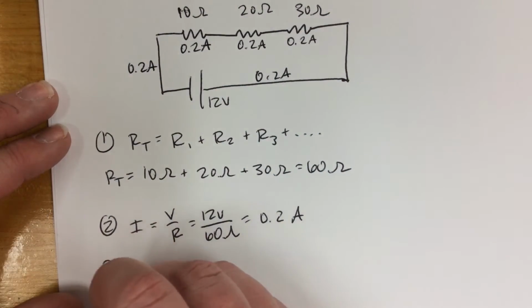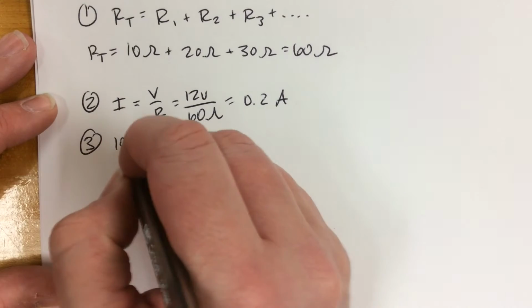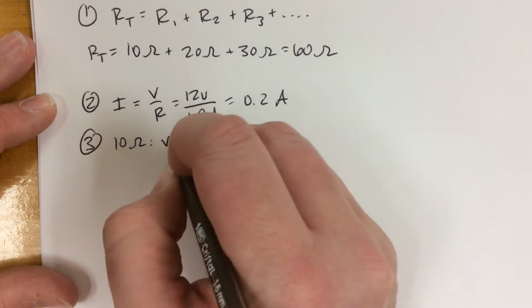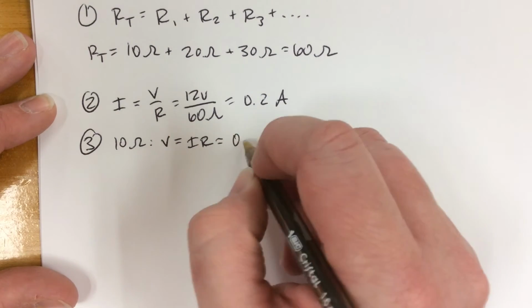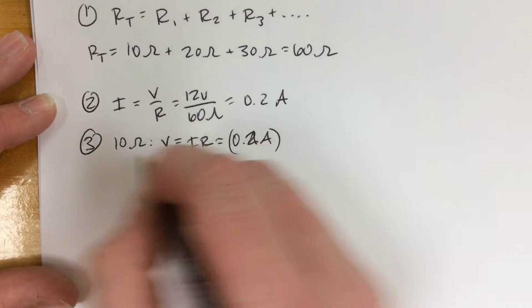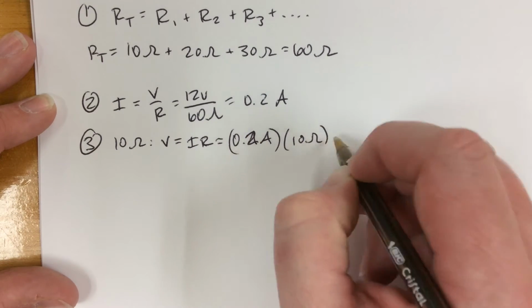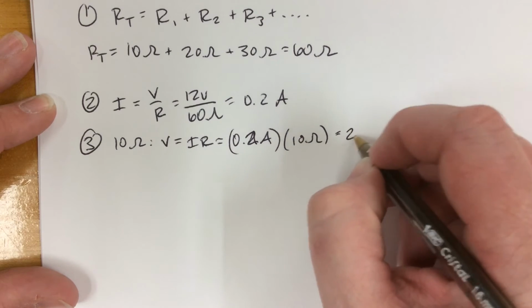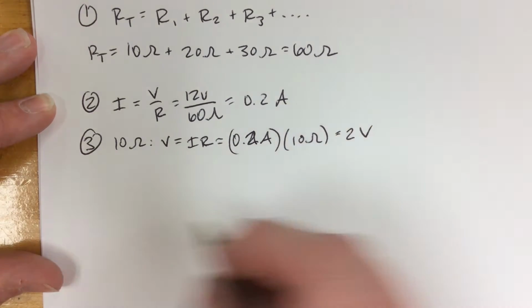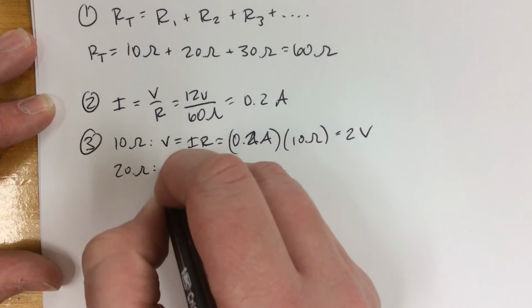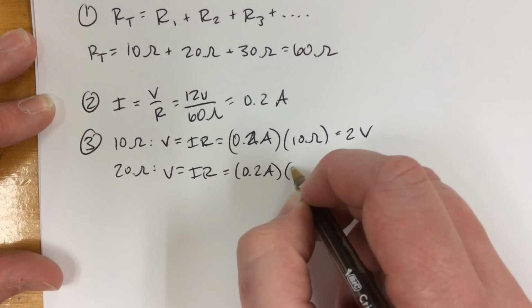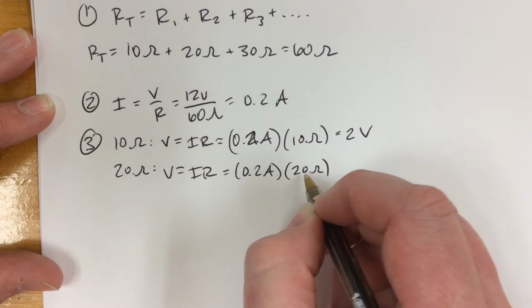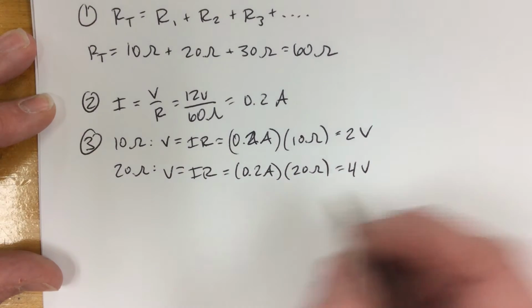So the third thing you can do is calculate the voltage drop in each resistor. Well, for the 10 ohm resistor, you'll use the equation V equals IR. As we've said before, the current is 0.2 amps, and the resistance is 10 ohms. 0.2 times 10 gives us 2. We're measuring voltage, so volts. We do the same thing for 20 ohms. V equals IR, still 0.2 amps, this time times 20 ohms. 0.2 times 20 gives us 4 volts.